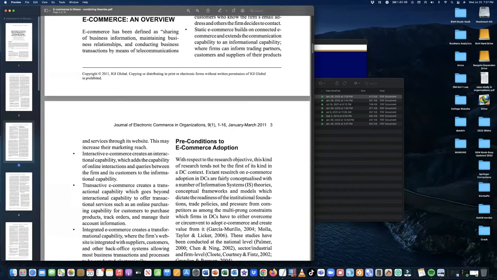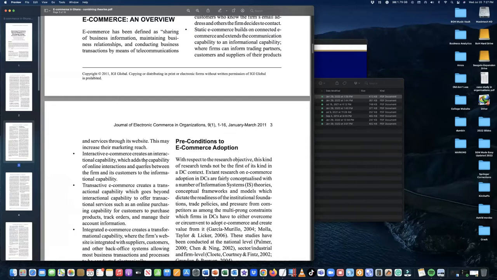And then interactive e-commerce creates an interactional capability, which adds the capability of online interactions and queries between the firm and its customers to the informational capability. So what is that? It's adding an interactive capability to the information capability. So now you've got interactive e-commerce. Now what about transactive e-commerce? That is more about transactions.